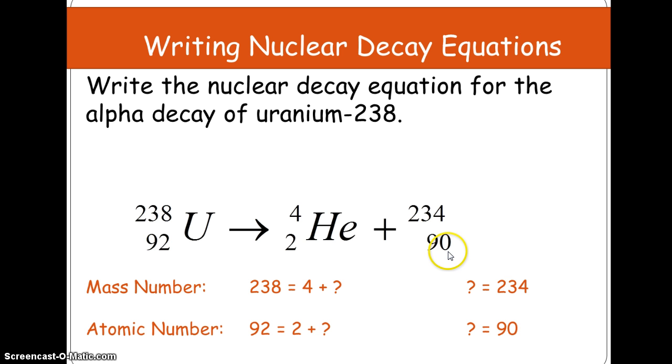We've got an atomic number of 90, mass number of 234. If it is an atomic number of 90, that means this element is going to be thorium, just like the superhero. So we've got thorium 234. Keep in mind, this was when we used an alpha particle. So in our next problem, we're going to see what happens when we have beta decay.